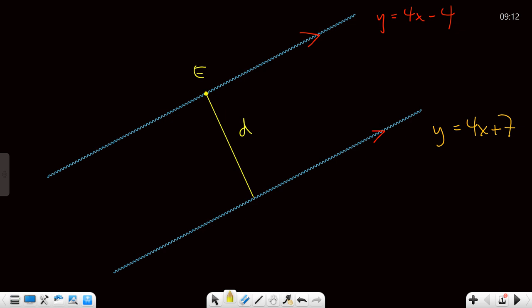Okay, so there's the problem. I want to know the distance between those two parallel lines, and that distance has to be measured along a perpendicular. So what some of you are going to do is say, oh, that's easy, I'm going to find the distance between 0, negative 4, and 0, 7, because those are the two y-intercepts. So those must be the distance between the two lines. It doesn't work. That doesn't guarantee that it's a perpendicular.